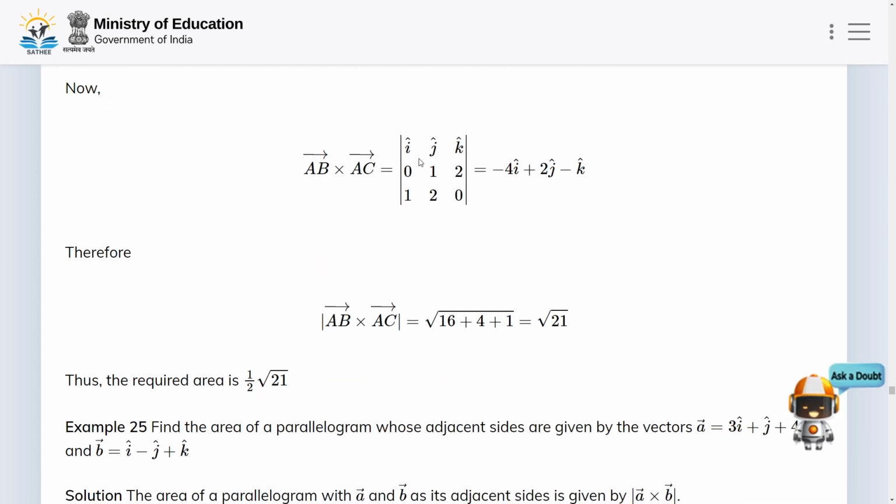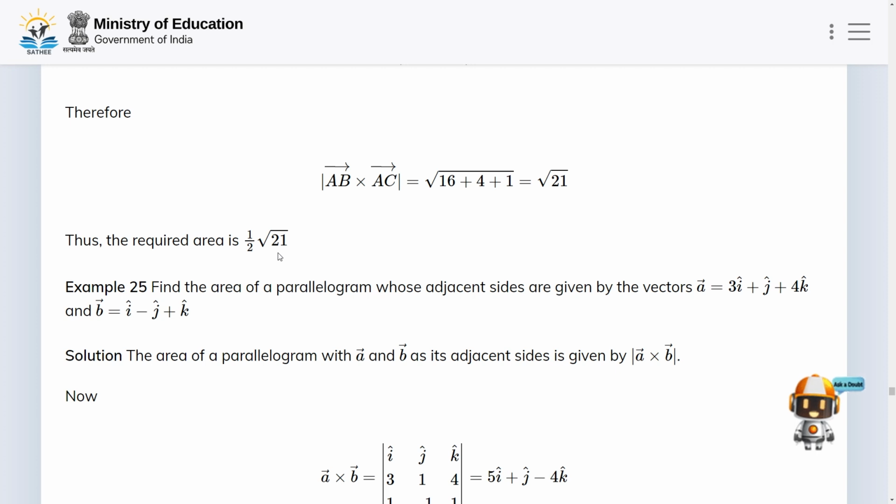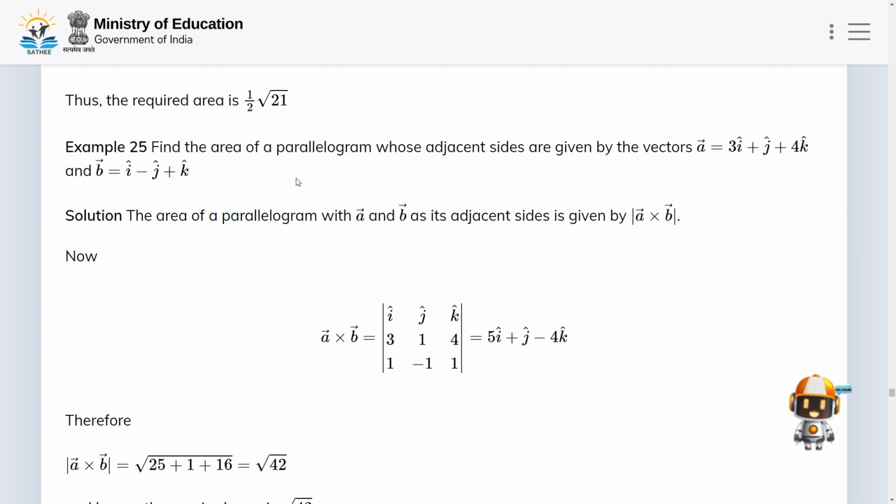Now the cross product will be this. Find this determinant, you will get minus 4i hat plus 2j hat minus k hat. Now the magnitude will be root 21. So your required area will be root 21 divided by 2 square units. Clear?